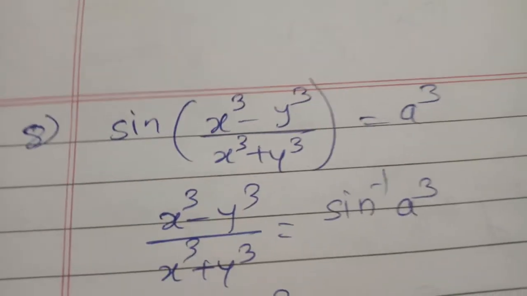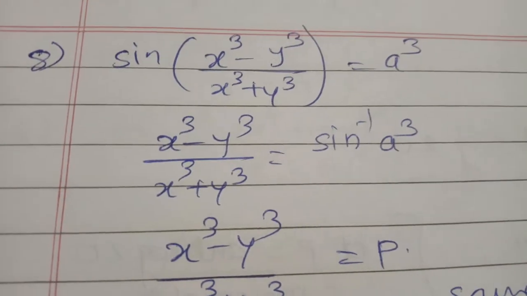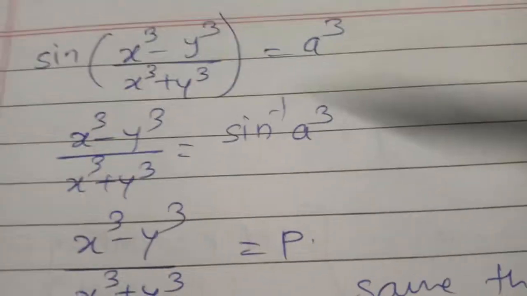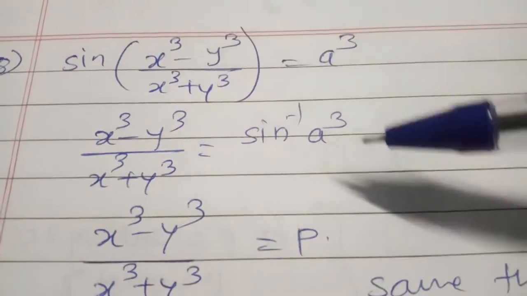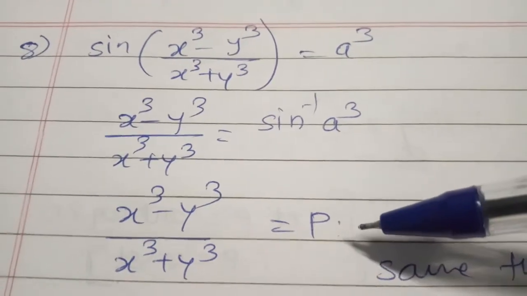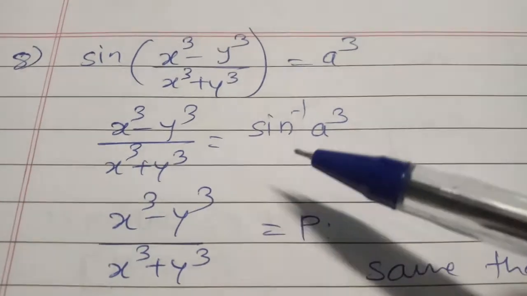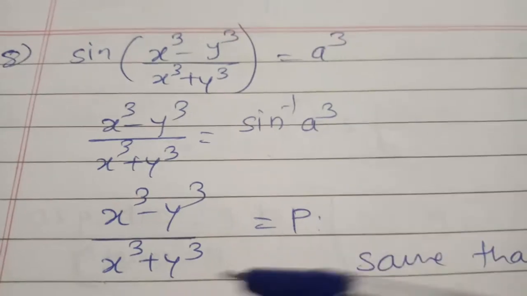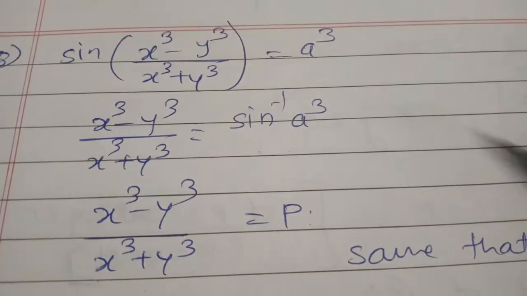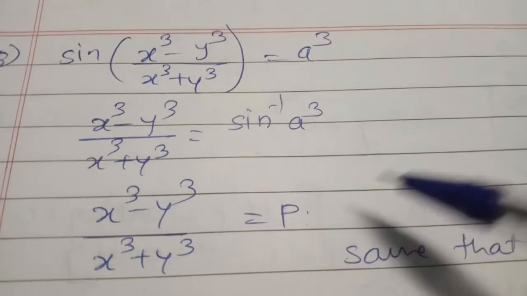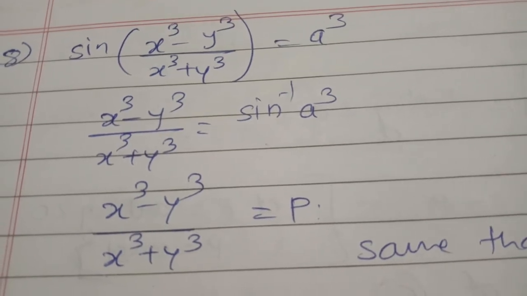Now question number 8 is also similar to example number 7, so I am going to give you some hints. Here the sin comes to this side, so sin inverse of a cube, which you consider as p. P is nothing but sin inverse a cube, and so p is the constant. Now we move these terms to this side, taking multiplication. After that, x terms to one side and all y terms to the other side, and after taking the common you will get the answer.